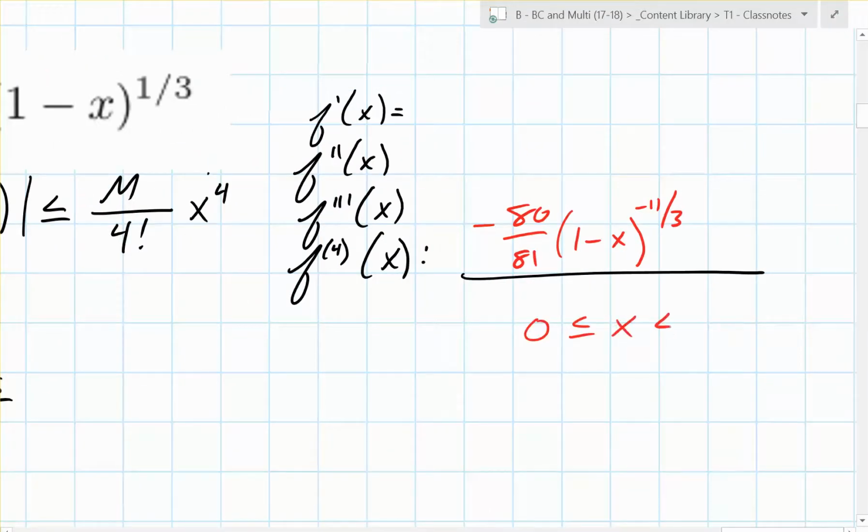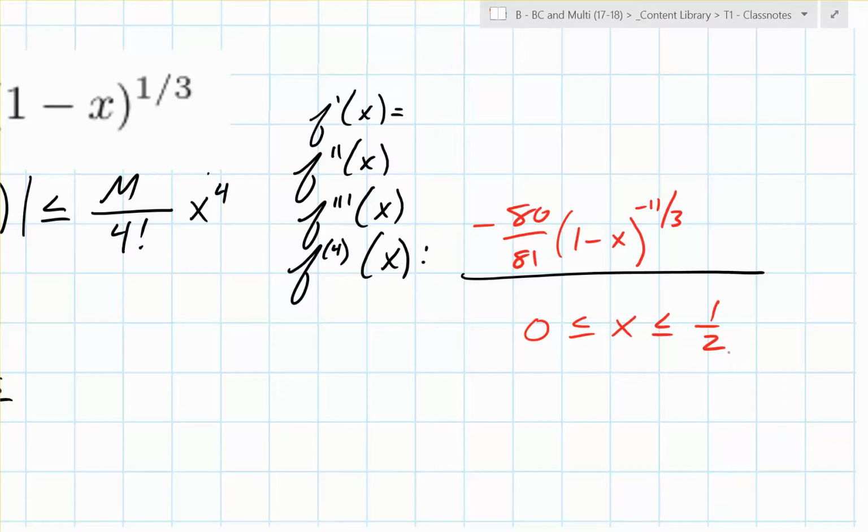And are we totally clear on why it's 0 to 1 half? The interval is always the a value to x. A value to x. In this case, what's the a value? 0, because that's what it's centered around, all the way to x. In this case, we're plugging in a half for x. Okay, so we need to maximize this.